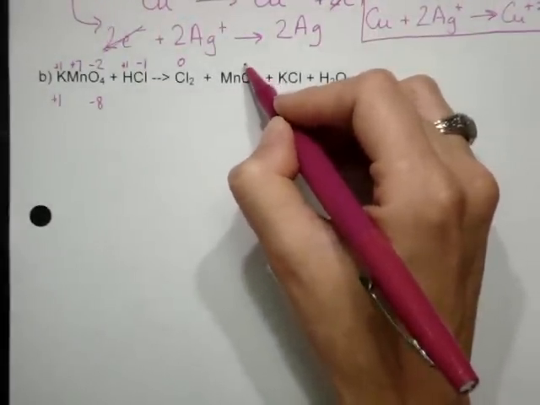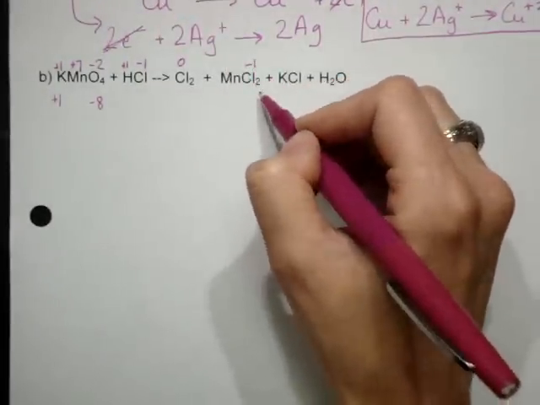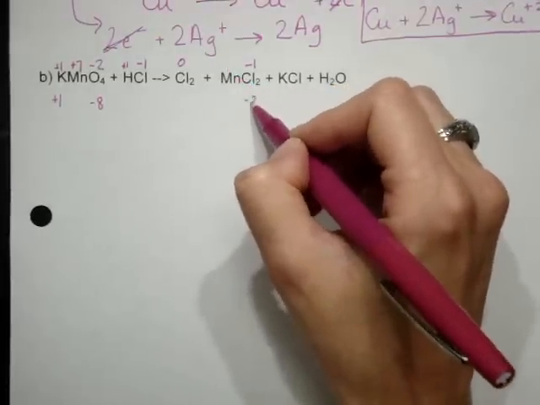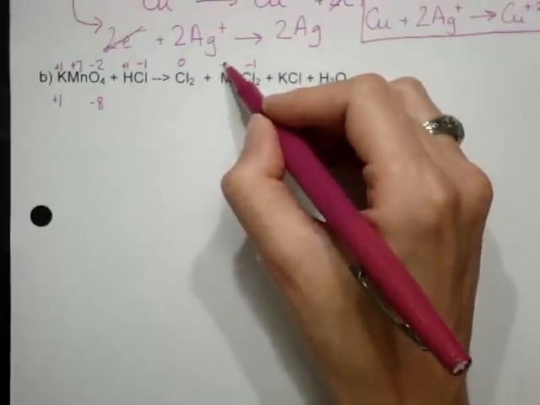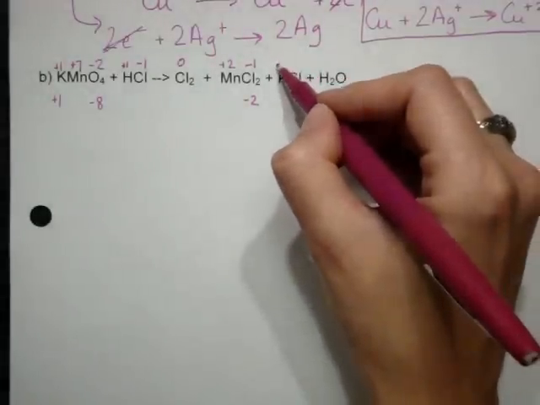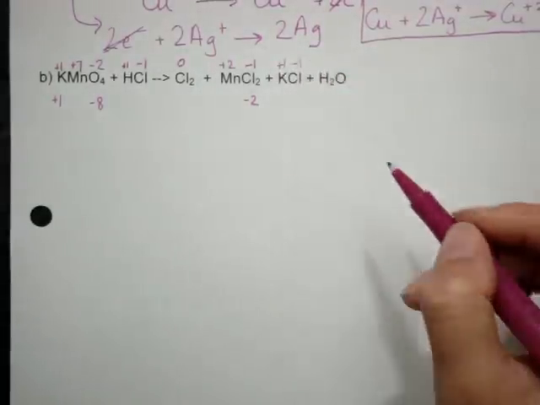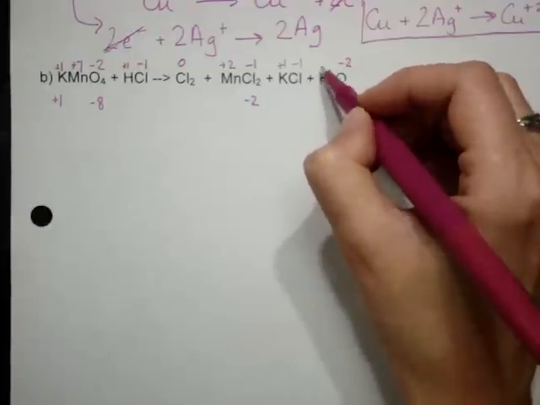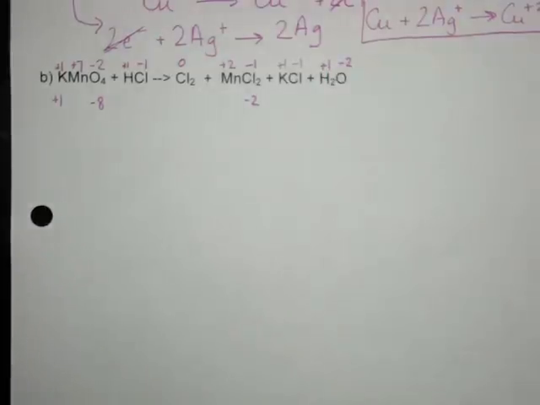Manganese chloride. Chloride is a -1 here because it's in its standard form, meaning 2 negatives, so Mn has to be +2. Potassium is +1, chloride is -1. Within the context of water, oxygen's -2, and hydrogen is +1.